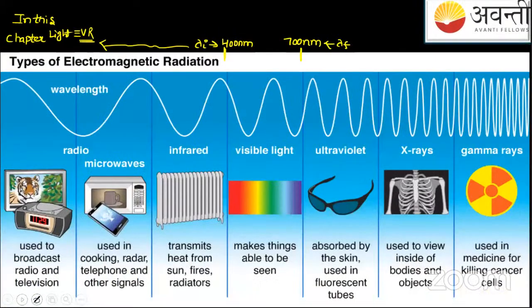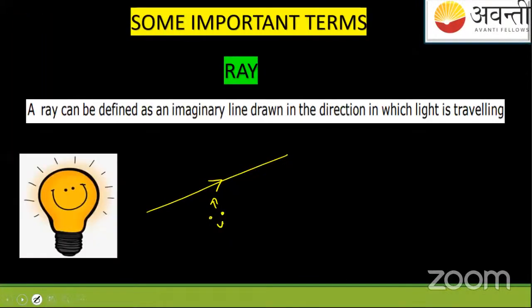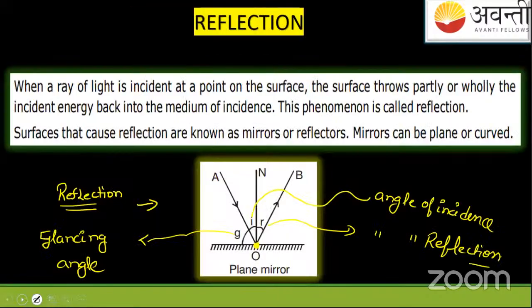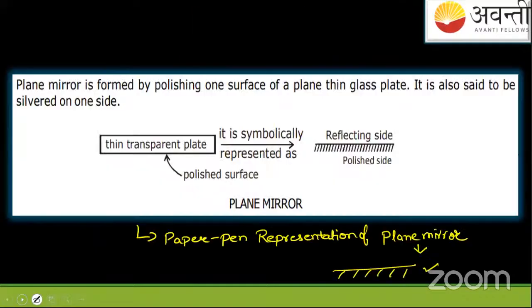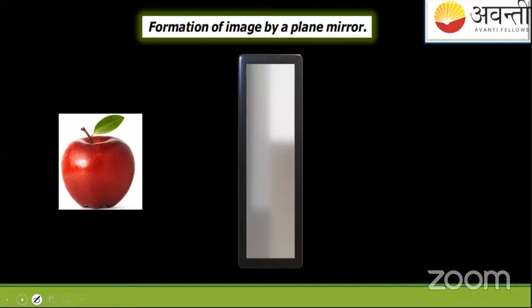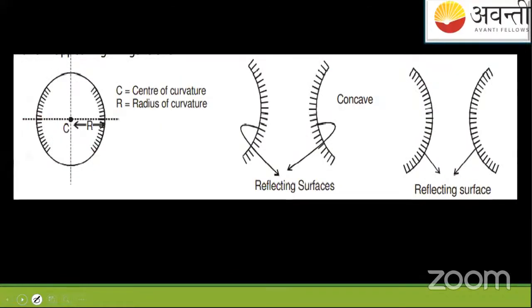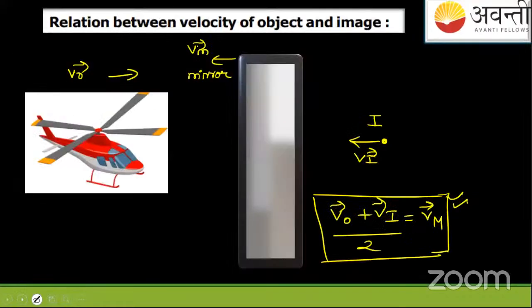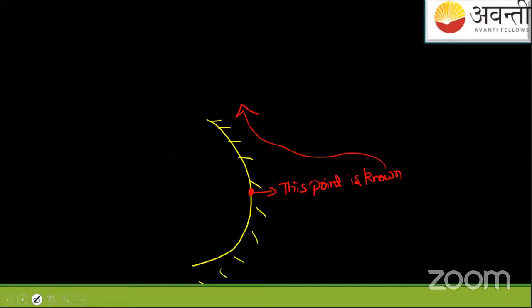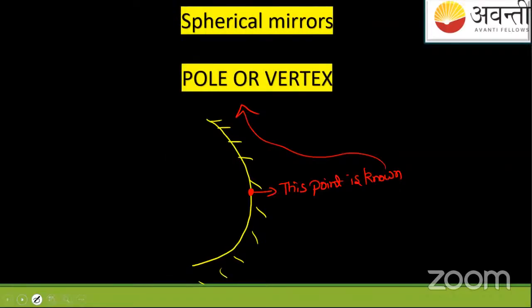We have studied this also. We have studied what is ray, what is beam, the reflection phenomenon, plane mirror, the laws of reflection, formation of images, and the relation between object speed, image speed, and mirror speed. We have studied the spherical mirror and the connection between image, object, and focus.